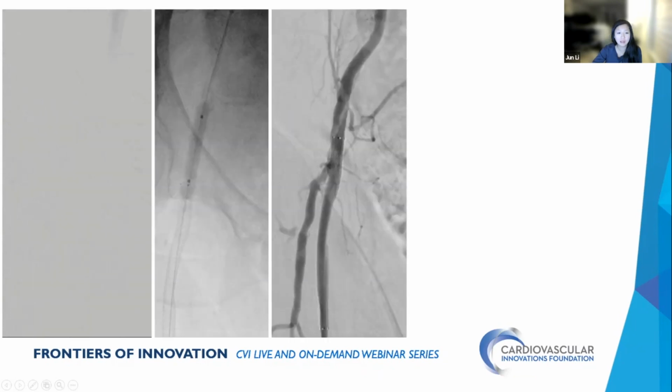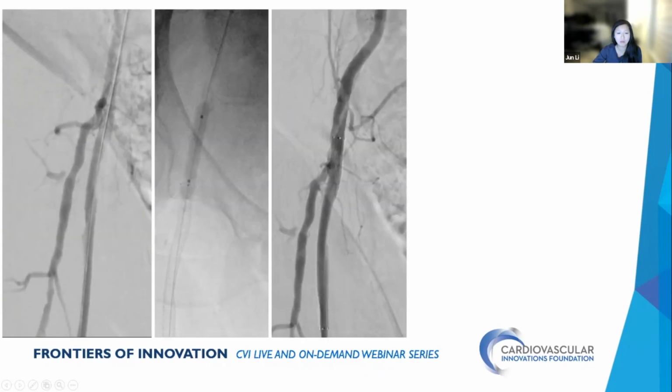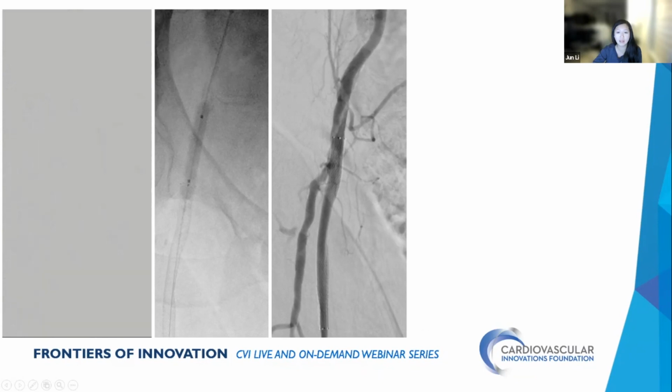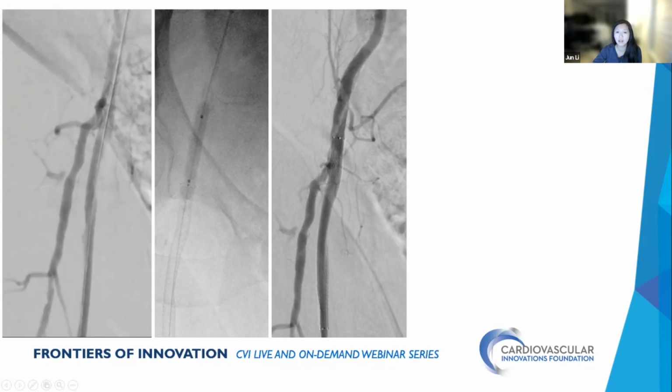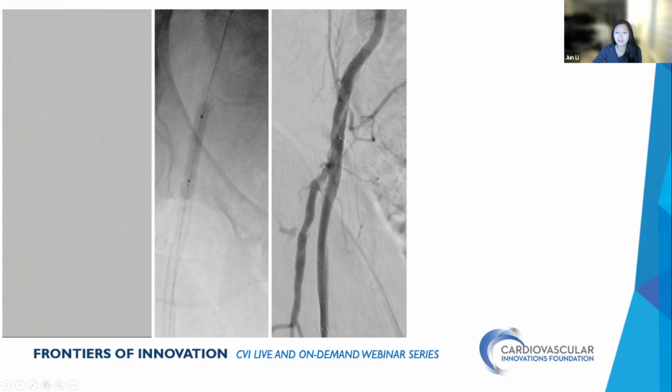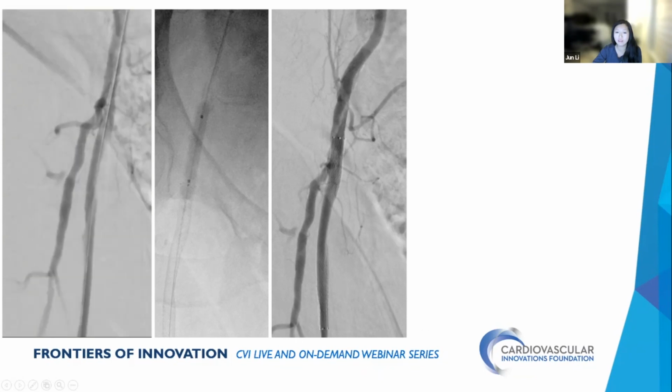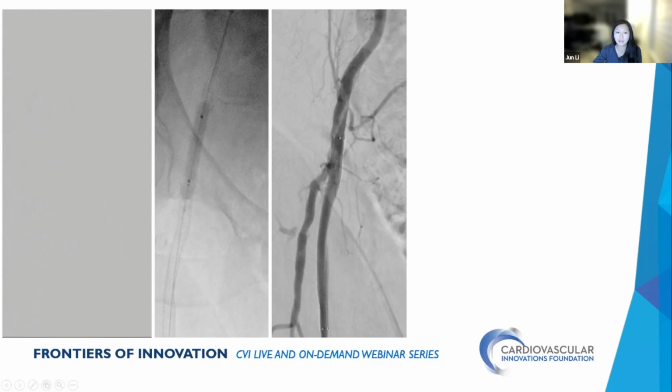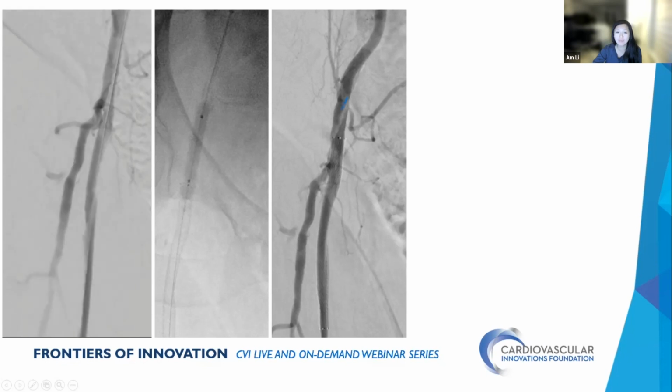At this point, I decided to balloon it at high pressures to try to break that subintimal space and then ended up stenting it. But even after the stent, you can actually still see this little flap right here. So the question is, what is happening?